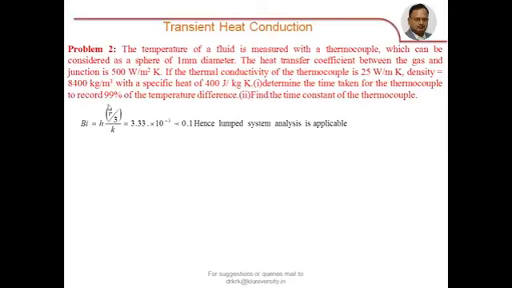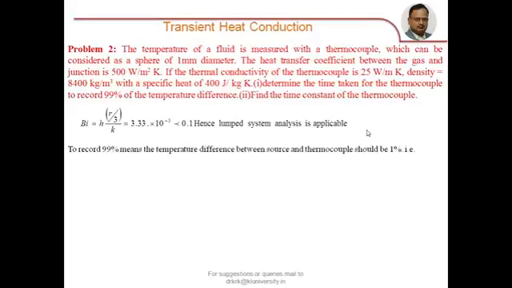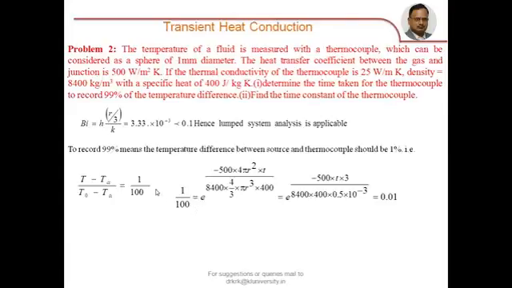h Lc by k. Lc is R by 3 because it is a sphere, which is less than 0.1, hence a lumped system. For 99% of the temperature difference it has to record, the temperature difference between the source and the thermocouple should be 1%. That is, T minus T infinity by T naught minus T infinity equal to 1 by 100.